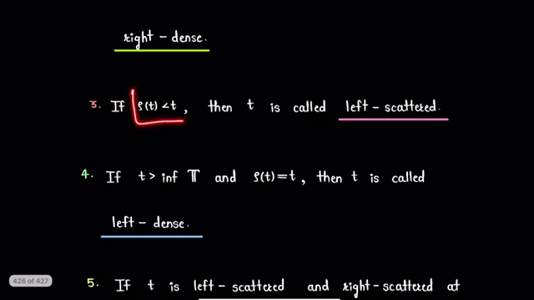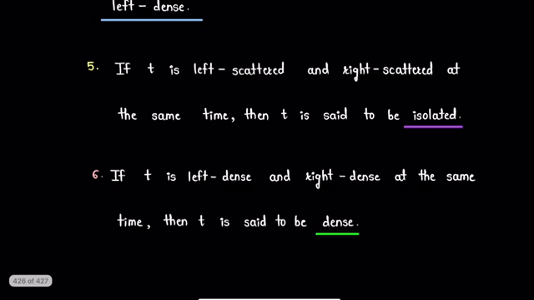If rho(t) is strictly less than t, then point t is called left scattered. If t is greater than infimum of time scale T and rho(t) coincides with t, then point t is called left dense. Further, if point t is left scattered and right scattered at the same time, then t is said to be isolated. And at last, if t is left dense and right dense at the same time, then point t is said to be a dense point of a time scale.